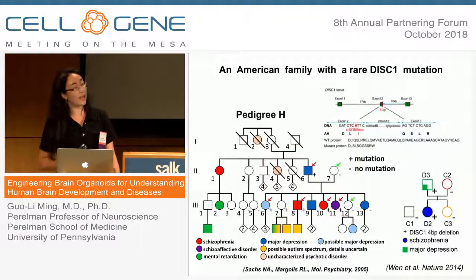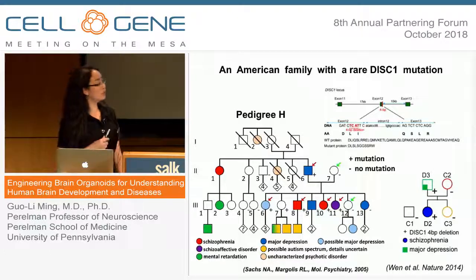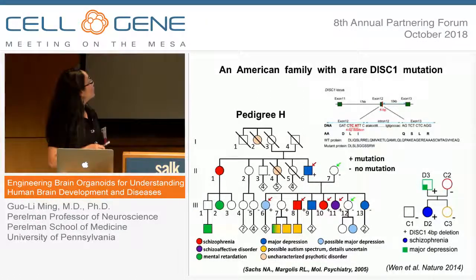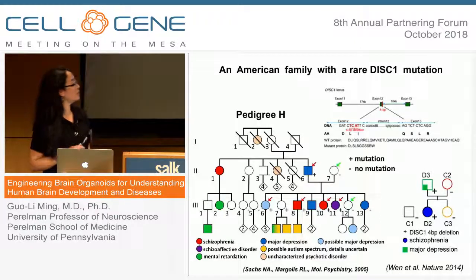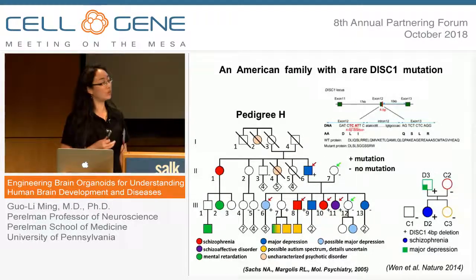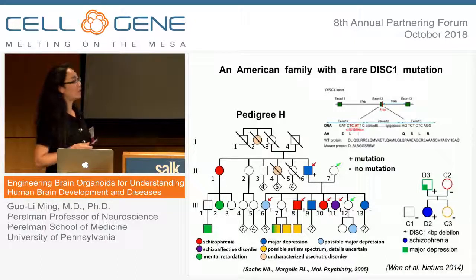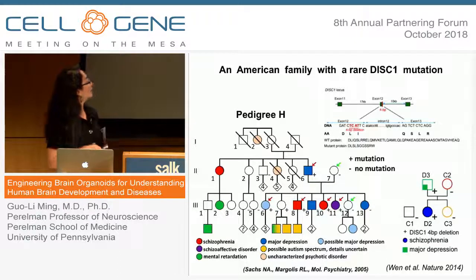So now, can we use this model system to model neurodevelopmental disorders, for example, schizophrenia and other major mental disorders? Previously, we have generated iPSCs from a family with a rare DISC1 mutation. I think Kristen gave a very nice introduction that there are these rare monogenic mutations with high penetrance. This rare DISC1 mutation belongs to that category.